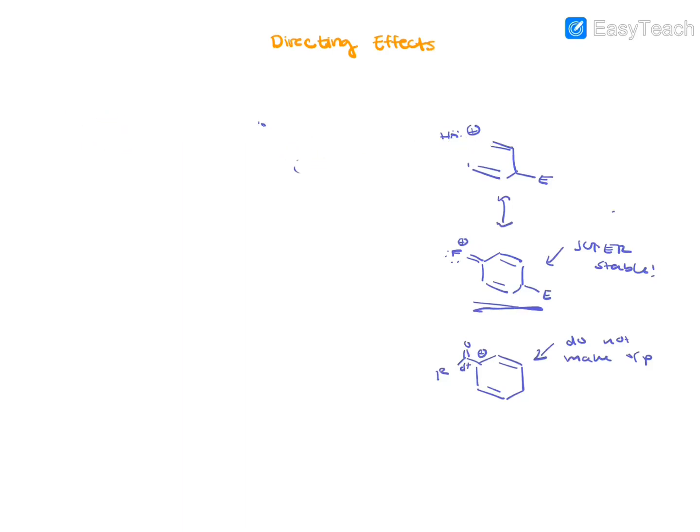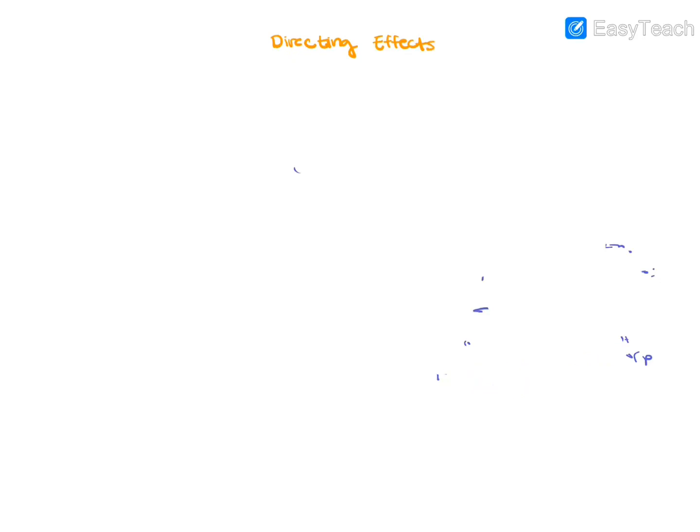And the last thing that we're going to look at real fast is what to do if you have multiple substituent groups on the ring. Okay, so if we have multiple substituent groups on the ring, there's 2 rules. So the first one is that ortho-para directors always beat meta directors.